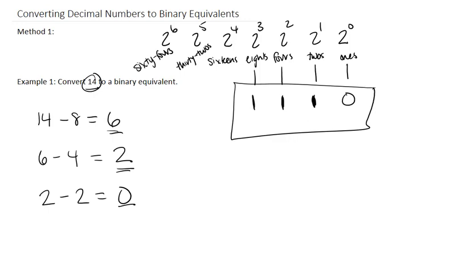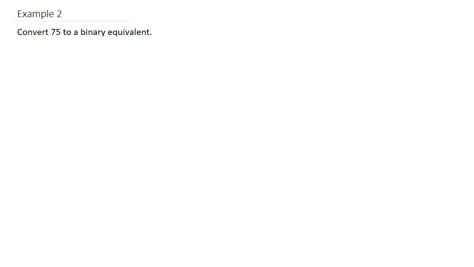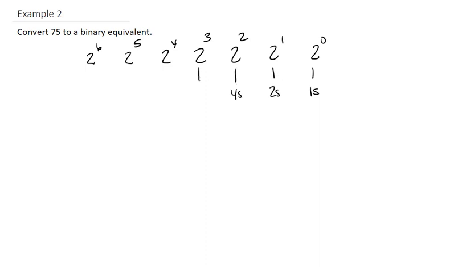Now let's look at another example. Example 2. Convert 75 to a binary equivalent. So what we need to do is write out our numbers. So this is our 1 spot, this is our 2s, this is our 4s, this is our 8s, this is 16s, this is 32s, and this is 64s. And then 2 to the 7th would be 128s.